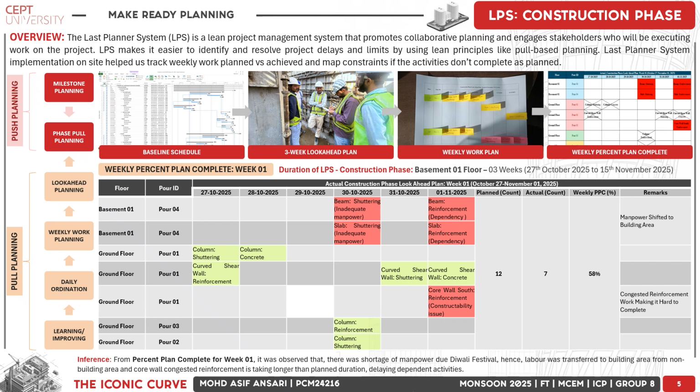affected constructability. This congestion in core wall reinforcement delayed the dependent activities, which were shuttering and concrete of the core wall, which eventually resulted in delayed activities such as the slab reinforcement, shuttering, and concrete. The last planner system helped us map constraints in real time and guided us on corrective actions to improve workflow reliability.